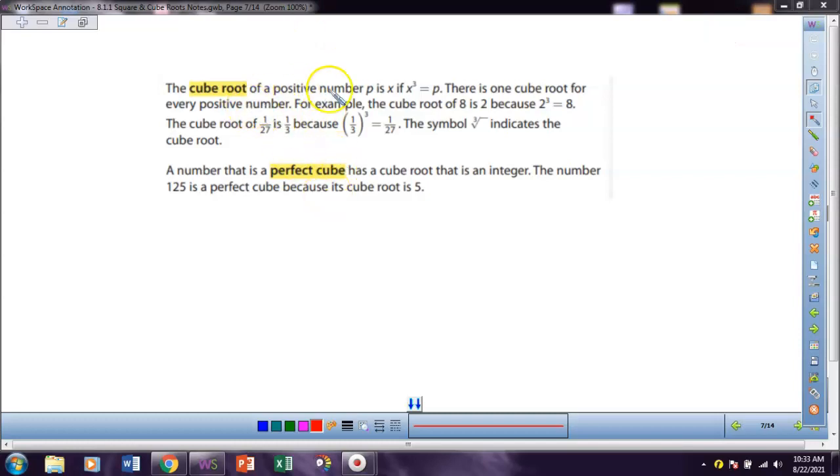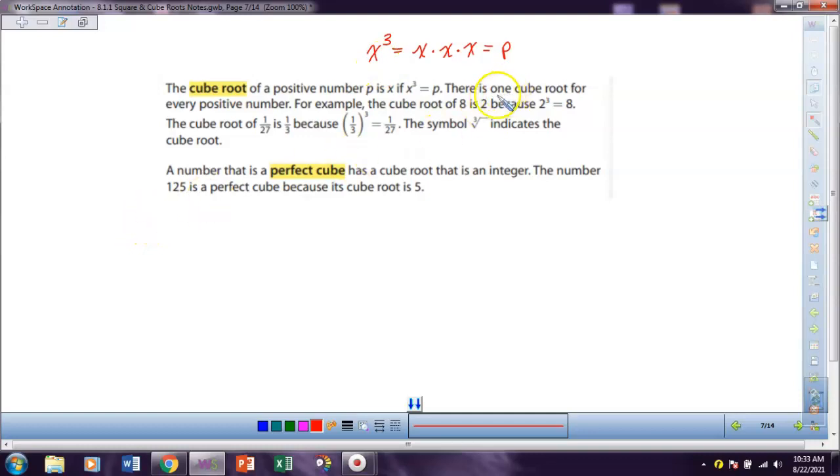A cube root of a positive number p is x if x cubed is p. And what they're saying is that if I take x cubed, that's the same thing as x times x times x, and that product is p. It's just a variable standing for the product of x cubed.